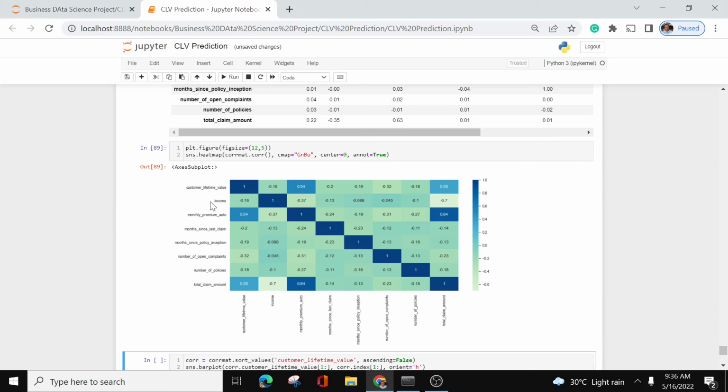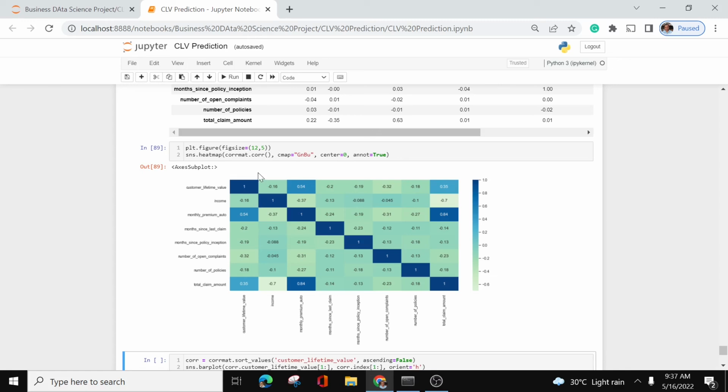Then we have the income. Then let's see which one has the highest correlation value. So income and number of open complaints. Let's have this one. This is the monthly premium auto. So this is negative 0.37. Okay. And this one, it is total claim amount. Okay. Of course, that's very understandable because when the claim is higher, then the income of the company would be lower, and vice versa. Okay, what about the monthly premium auto?